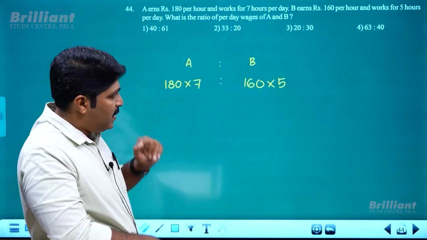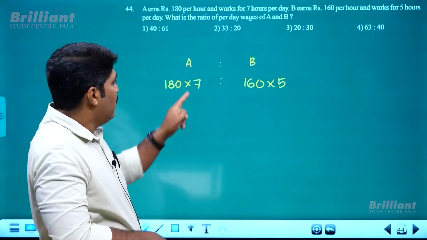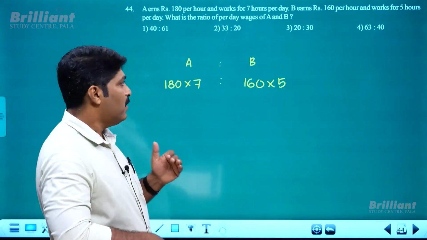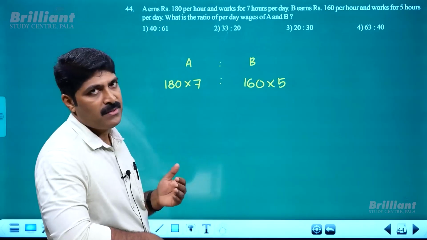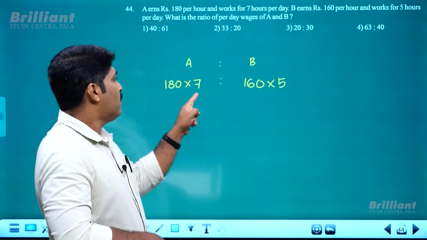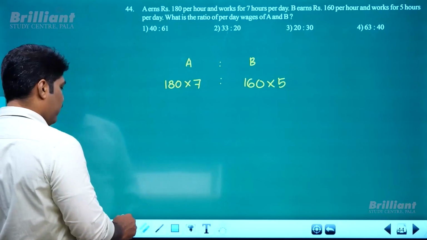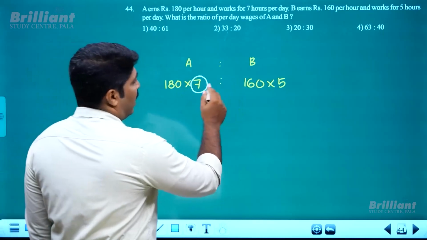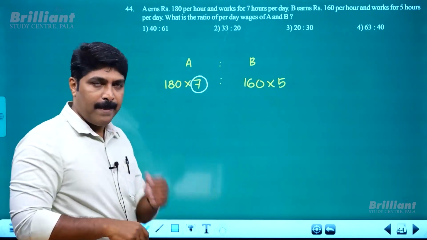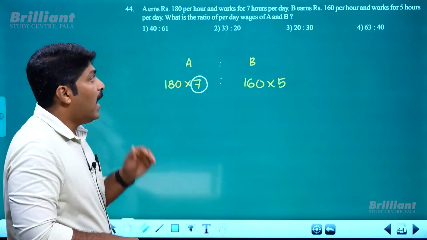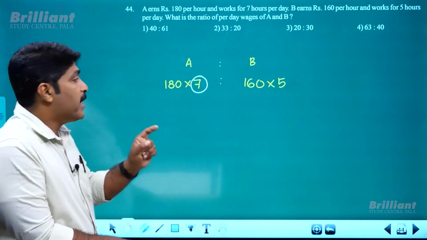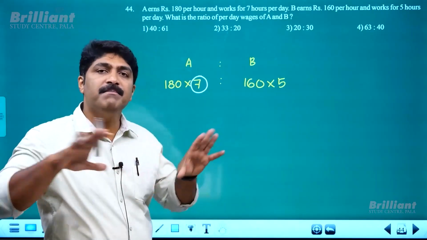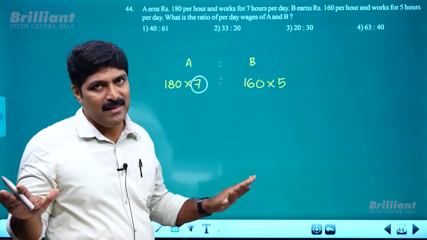You just observe the first point. 7 is here, the first value. As a case of ratio, you can apply this trick for most of the questions with this logical type of approach. Look at this 7. It won't be there in the second value. So we are sure our answer's first value should contain a factor 7. It won't be simplified.